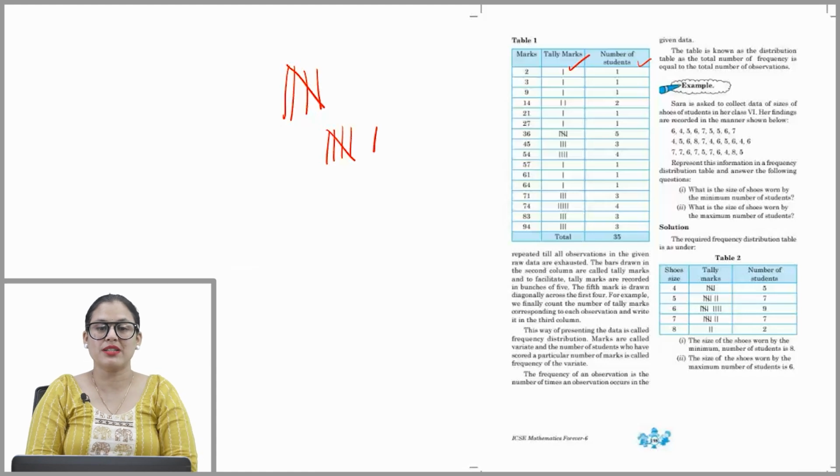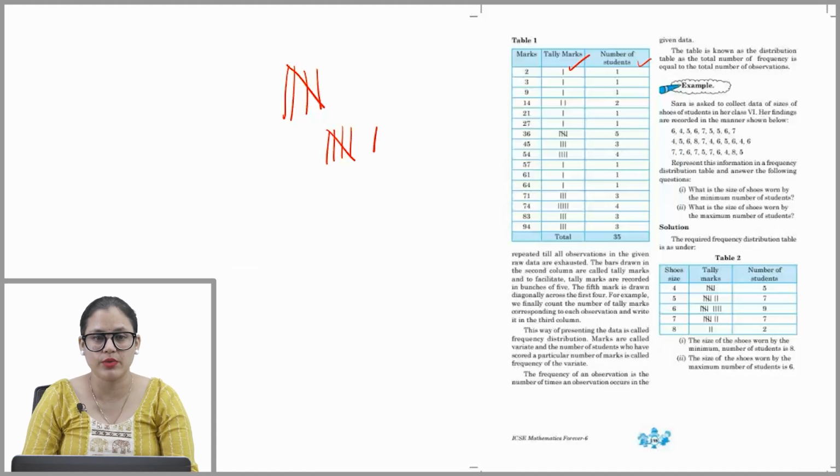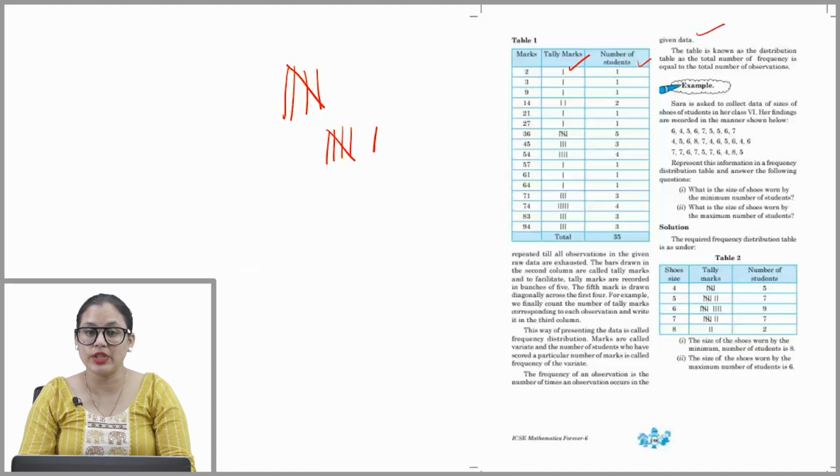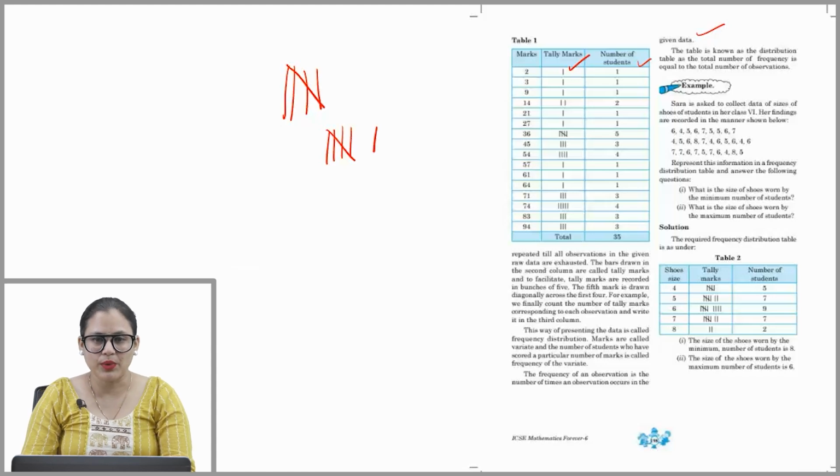So this way of presenting the data is called frequency distribution. Marks are called variate, and the number of students who have scored a particular number of marks is called frequency of the variate. The frequency of an observation is the number of times an observation occurs in the given data. The table is known as the distribution table, as the total number of frequencies equals the total number of observations. Okay, let's do example 1.